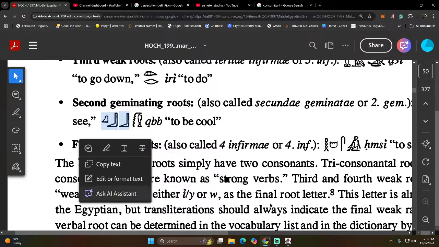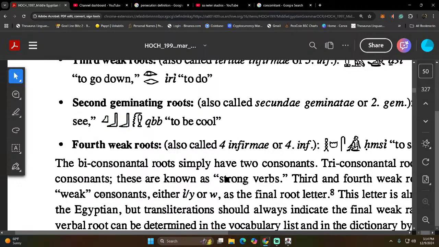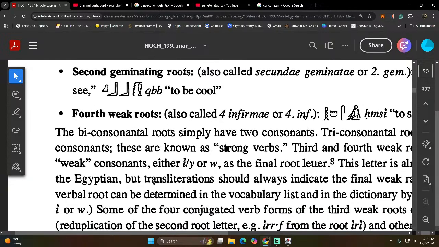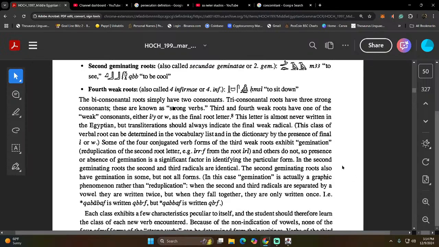Thank you, Chris. I was like, where Chris at? Now we got the fourth weak roots. It was just an earthquake in Cali. That shit was crazy. The fourth weak roots, right?